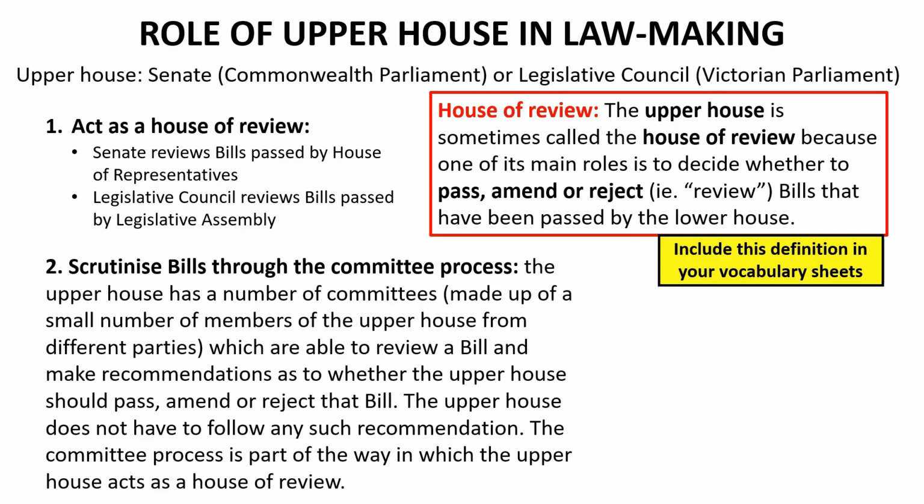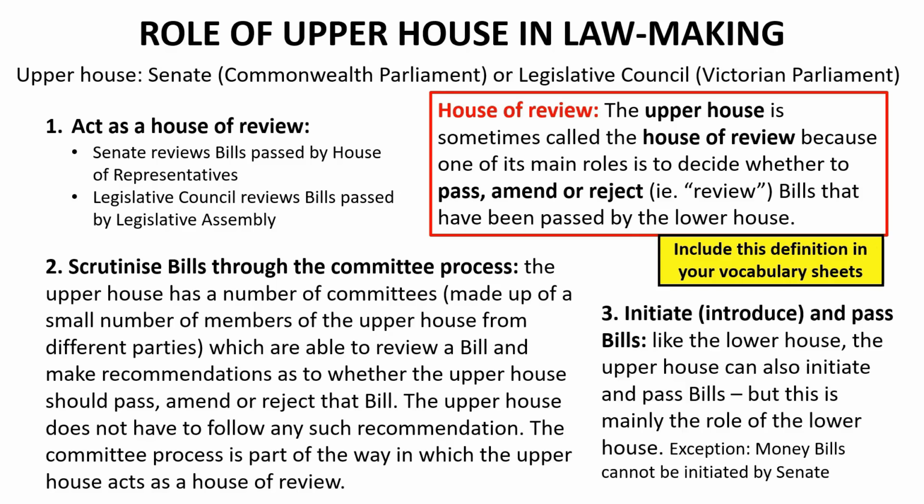The third role of the upper house in lawmaking is to initiate, that is, introduce and pass bills. Like the lower house, the upper house can also initiate and pass bills, although it is far more common for the lower house to initiate a bill because the government controls the lower house and so can be sure that the bill will at least be passed by the lower house.